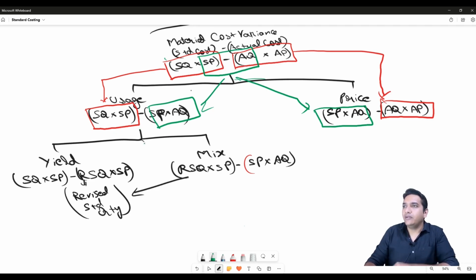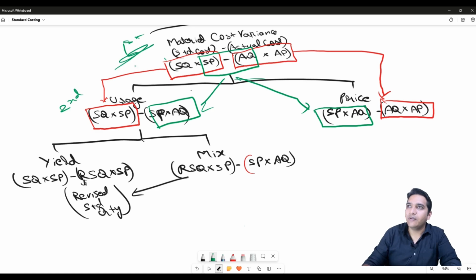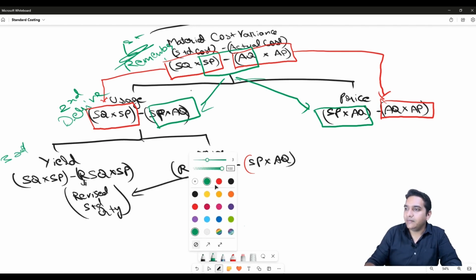Now moving on to the third level. So this is our first level, this is our second level. You only have to remember this. You remember this, you derive the second. Now this becomes my third level. How do I derive the third level? Again, it is very simple.